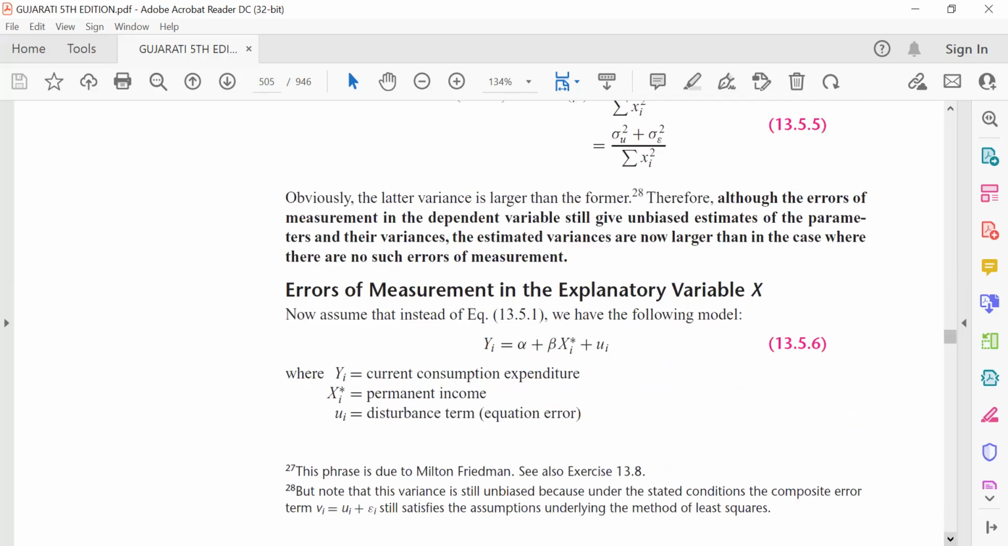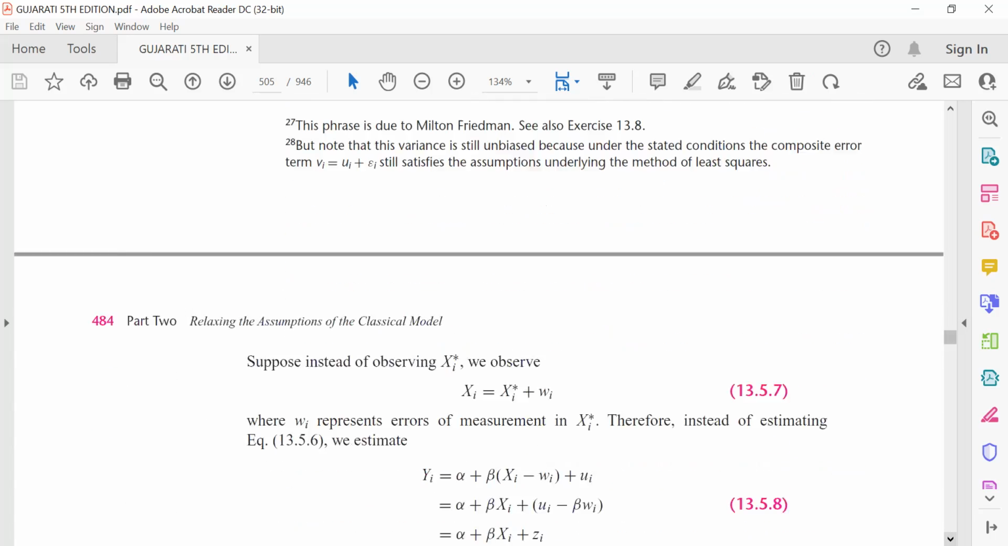This is an explanatory variable. This means we include the permanent income hypothesis one. I think you can read this one.